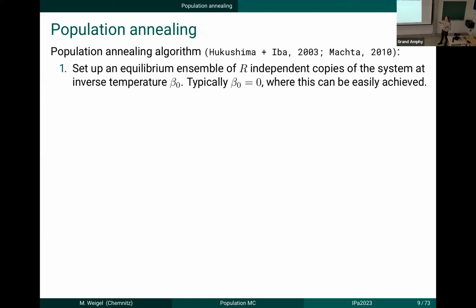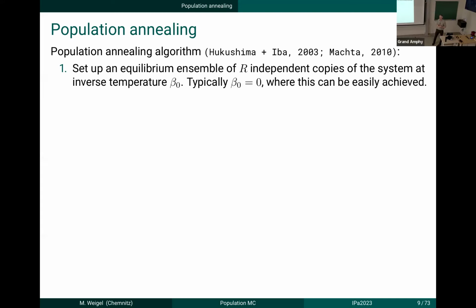This is more or less what I said, right? You start with a population of R, the name of the population size, independent copies at a high temperature, corresponding to a low inverse temperature, beta 0, for example. Infinite temperature could be useful in that case. In many cases that's simple. Of course, it's not always simple. If you have, again, hard constraints in your problem, if you have a polymer or something like that, it's not trivial to generate a perfect equilibrium sample, even at infinite temperature, because you cannot break the bonds, right?